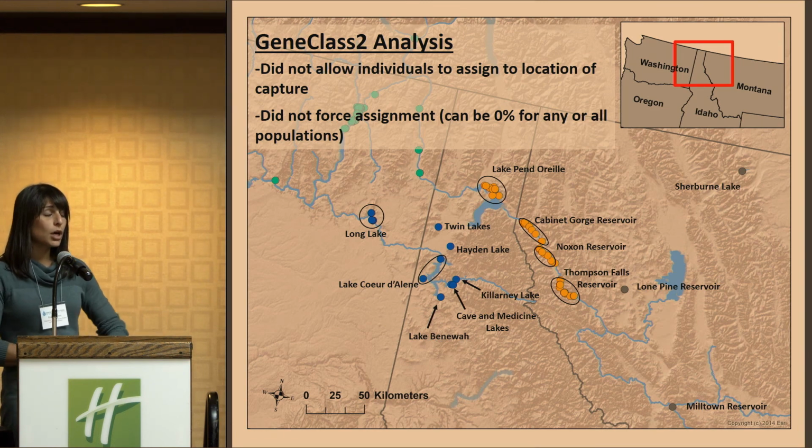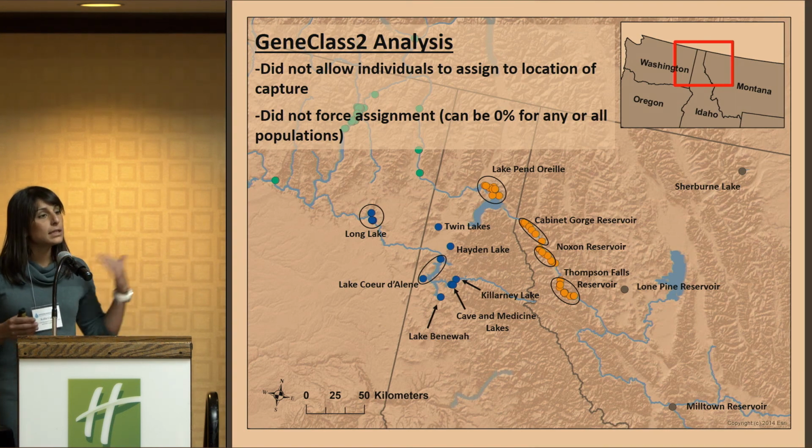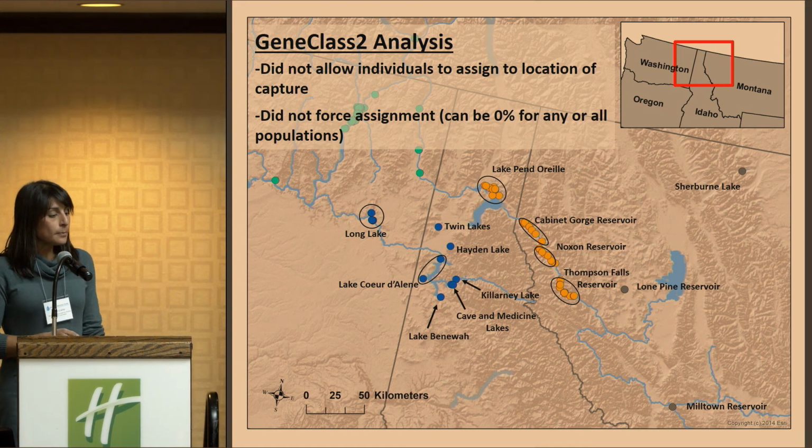But what we really want to know is where did they come from? Where did these populations generally come from? So we didn't allow them to assign to their source. We forced them to assign to an outside source.